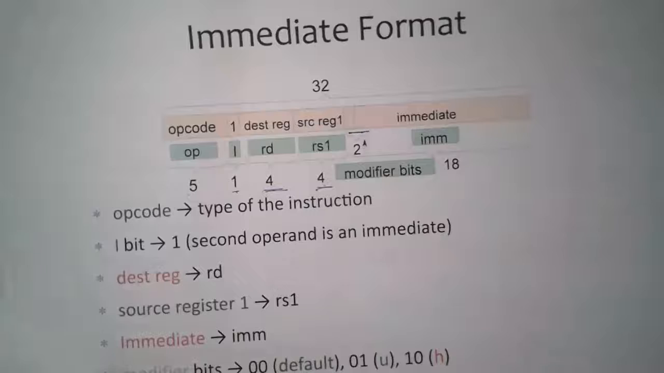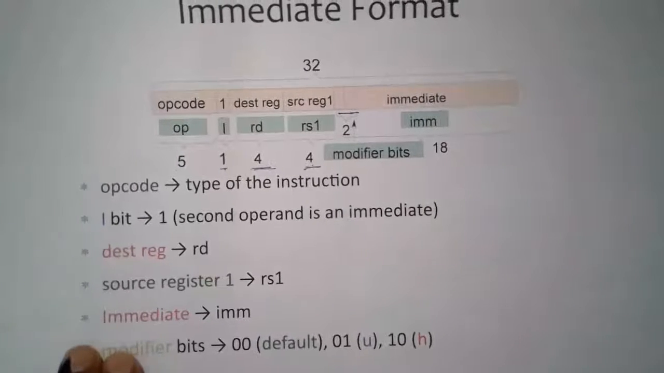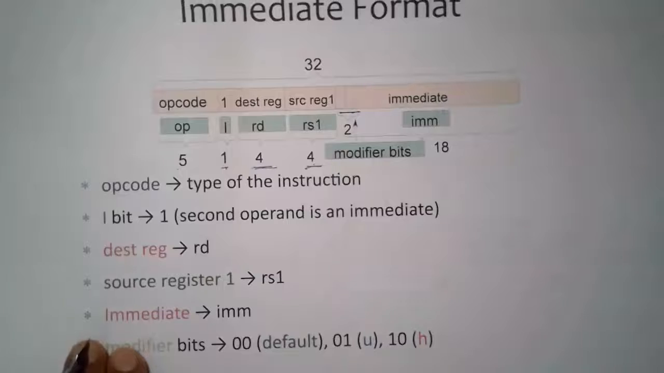Sir, the immediate is 16 bits and our destination register is 4 bits. So how can it store the value? How can it accommodate those 16 bits? It can only accommodate 4 bits. Sir, the destination register can only accommodate 4 bits, right?